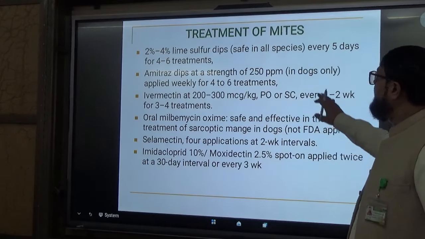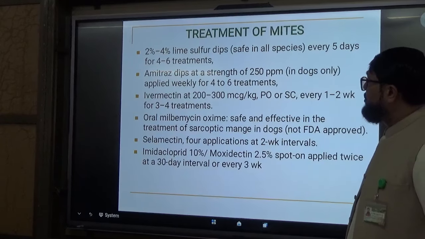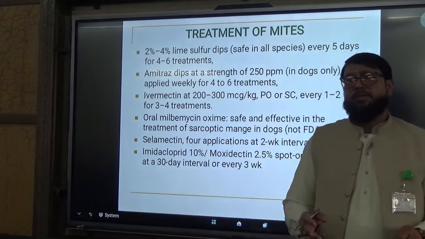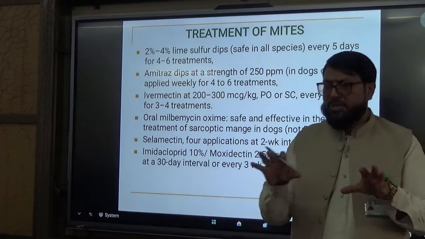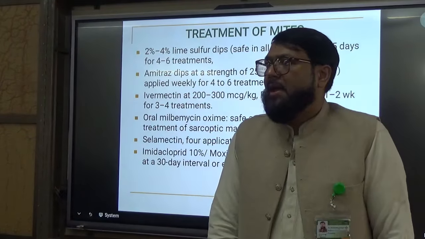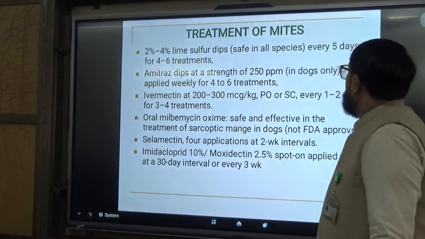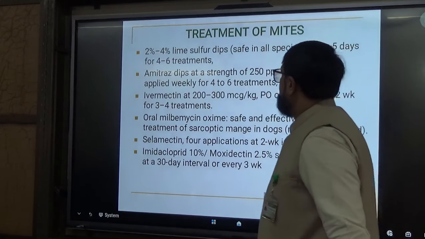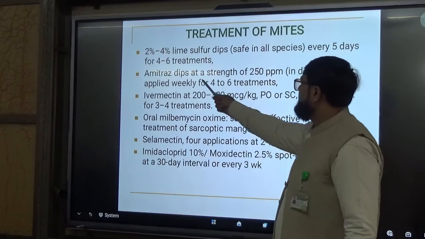So this is a brief of the treatment. Lime sulfur dips are very good, at 2% to 4%. The sulfur compounds are very helpful when mixed with paraffin. The combination of paraffin loosens the crusty surfaces, and sulfur itself has acaricidal efficacy at the location. Every 5 days for 4 to 6 treatments can help. Amitraz dipping, or any other suitable compound, can also be helpful.